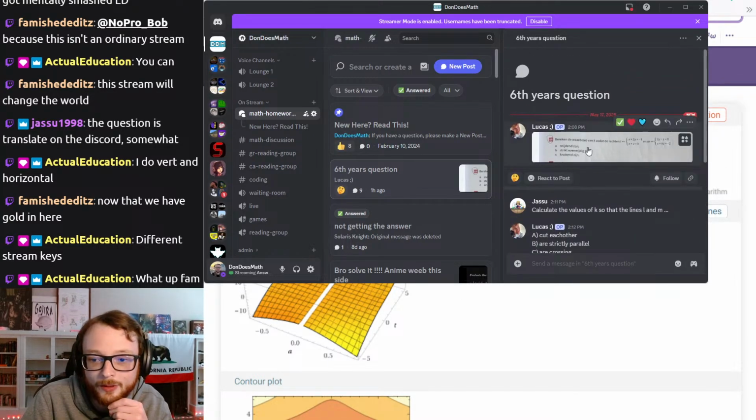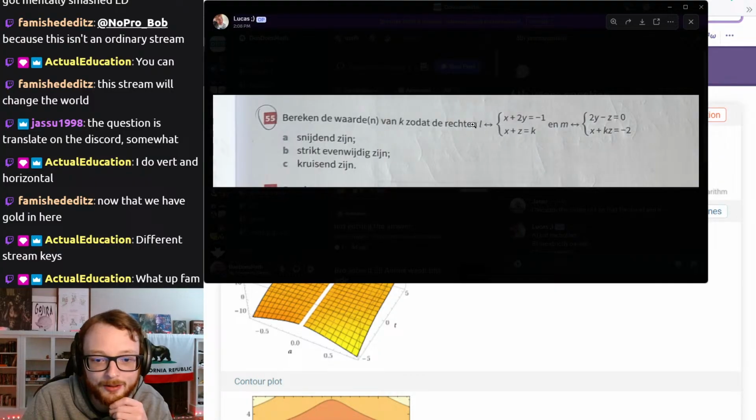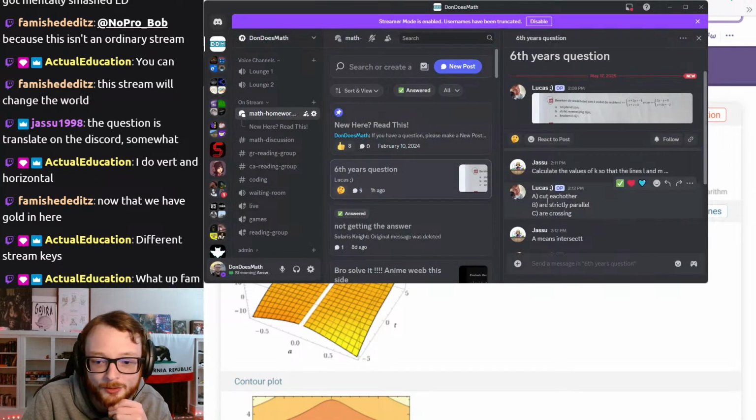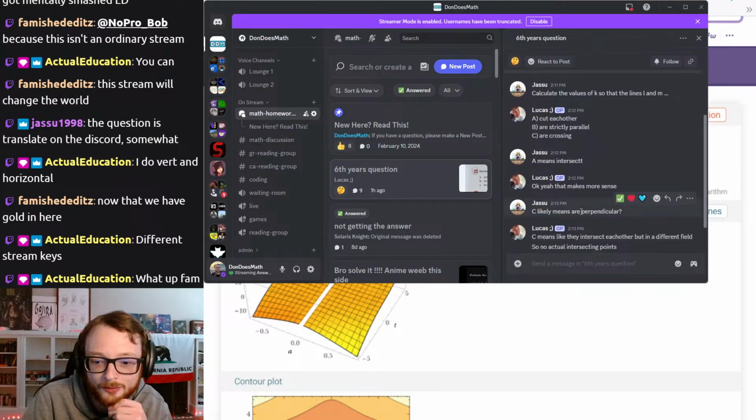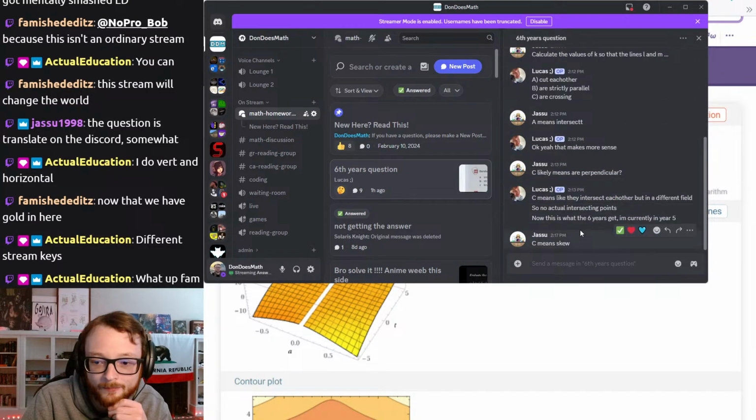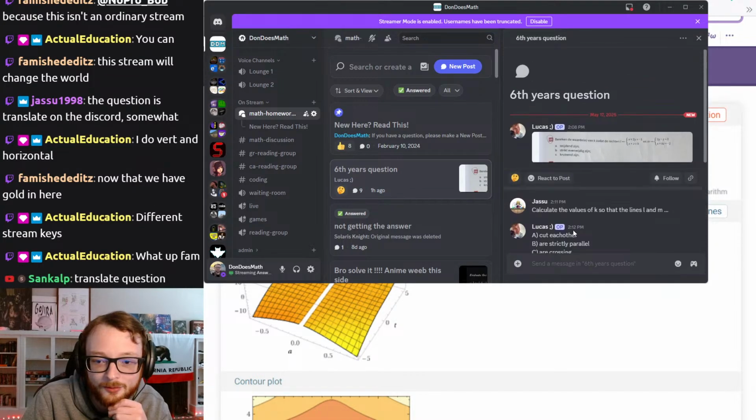Tell about a case that lines L and M. Yeah, sorry, I had the question up, but I haven't actually been reading it. So are these three-dimensional lines? Is that what's happening here? Cut each other, parallel, cross, intersect. Skew.